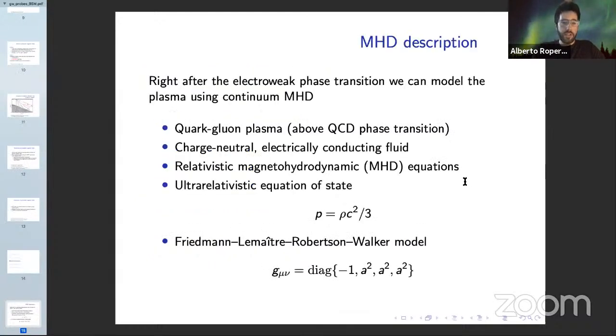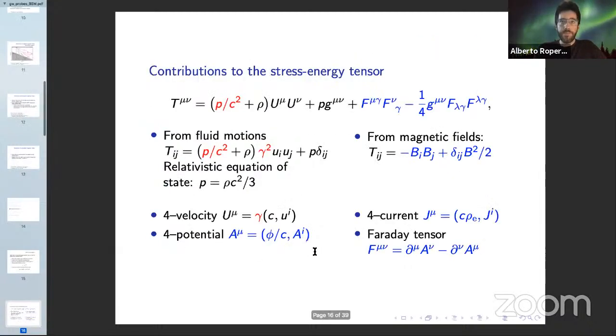So we consider the plasma right after the electroweak phase transition. So we consider that the phase transition has already occurred, and that we are modeling the resulting magnetic and velocity fields that have been generated and their coupling in order to compute the subsequent gravitational wave generation. Therefore, we consider an ultra-relativistic equation of state for the primordial plasma, and we consider an isotropic and homogeneous universe such that it is expanding following the Friedmann-Lemaitre-Robertson-Walker model.